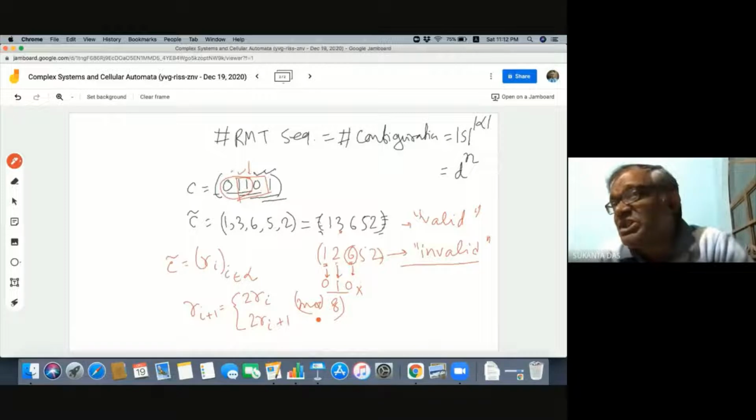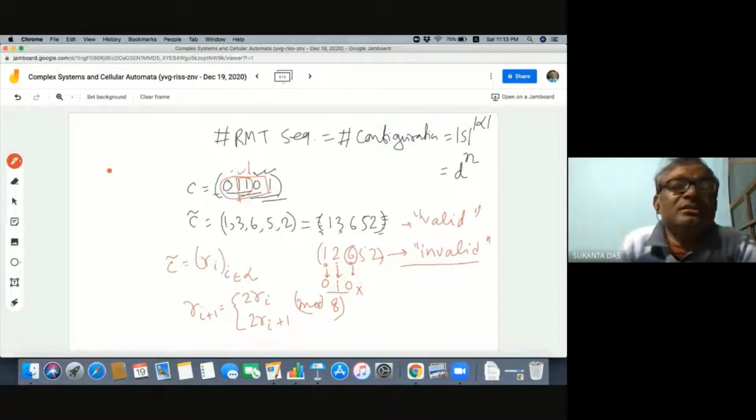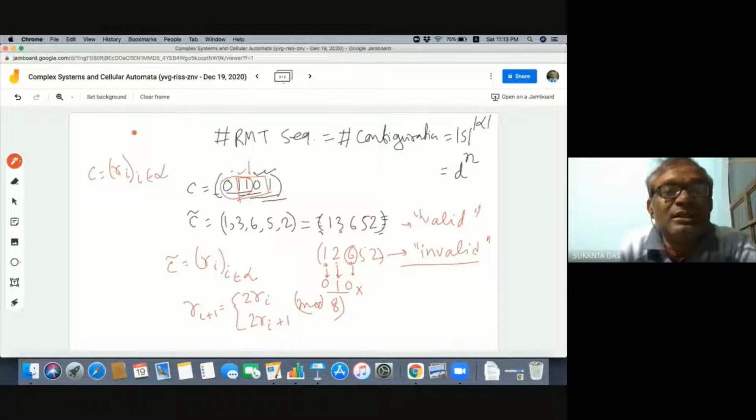So what I've said here. Okay, it is the home task. Say C is Ri, I is L, and say the alphabet is 0, 1, up to d minus 1. This is my S. Then what is the relation between Ri plus 1 and Ri? Equal to what? You find it out.